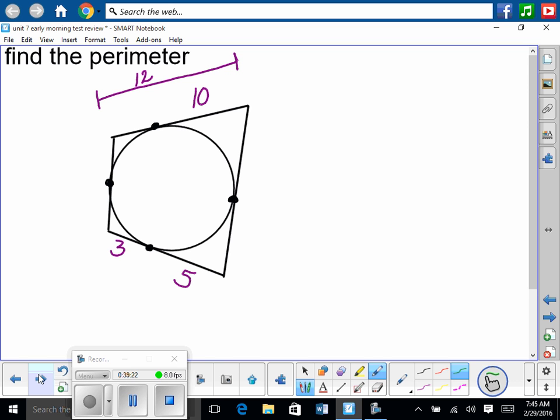So find the perimeter. First of all, we're given a bunch of tangent lines on the circle, right? Remember, if you have 2 tangent lines that intersect at one point, then the tangent lines are equal. So if this is 10, what's this? 10. If this full length is 12, what does that leave us with for here? Well, if that's 2, isn't this 2?